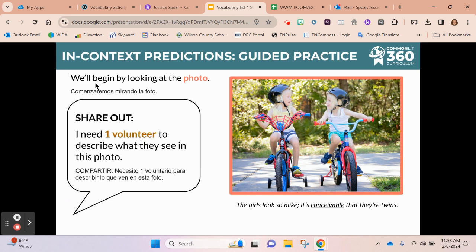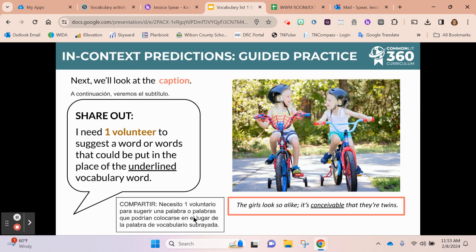So now let's look right here. Since we're not together, we're not going to be sharing out, but I want you to think to yourself, what do you see in this photo? Okay, I see 2 little girls. They're on bicycles. They both have training wheels, so they must be kind of young. They're both wearing helmets, so they're trying to be safe.